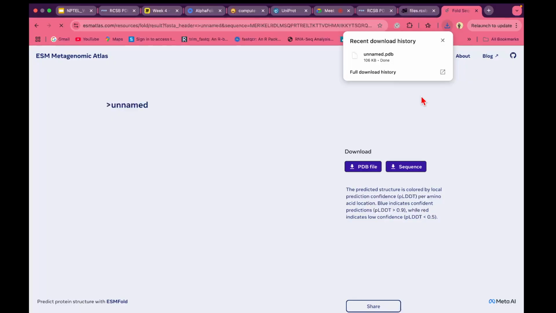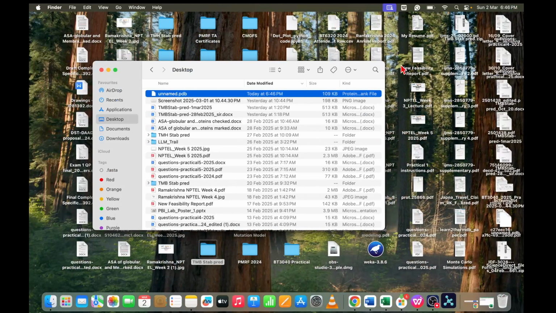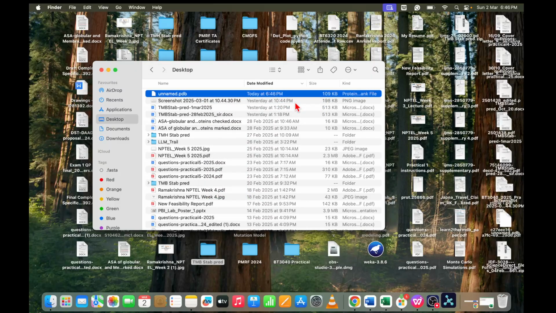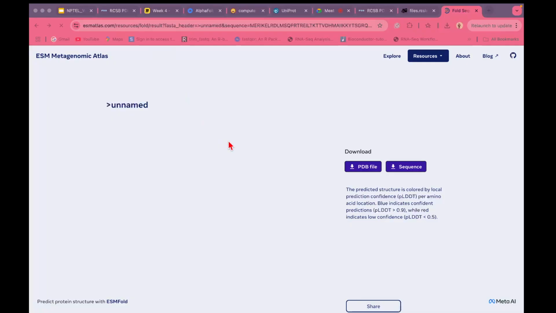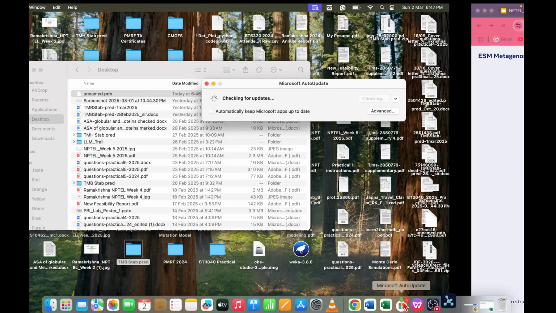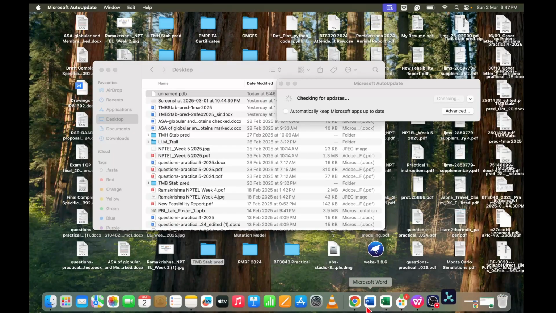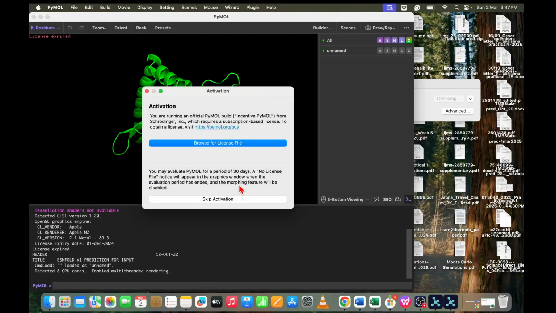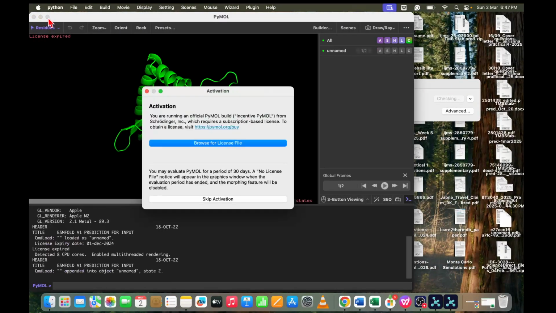So along with this, we are also talking about PyMol, which is a widely used protein structure visualization tool. It will take some time. So this is the PyMol interface.